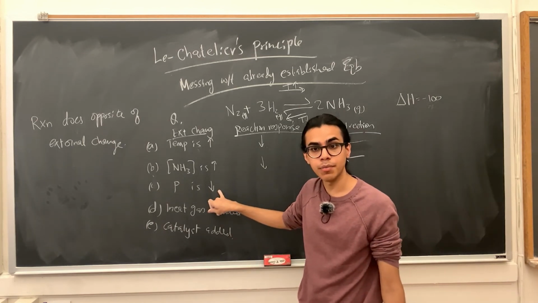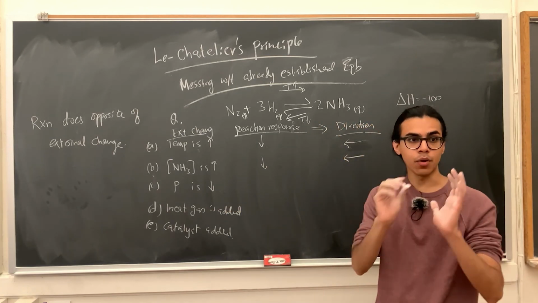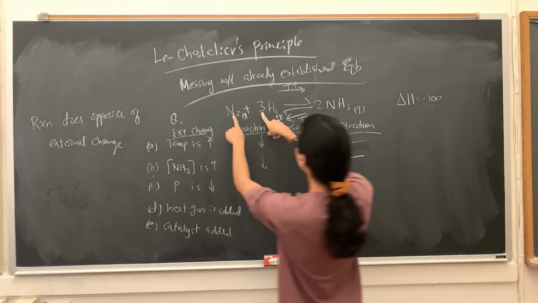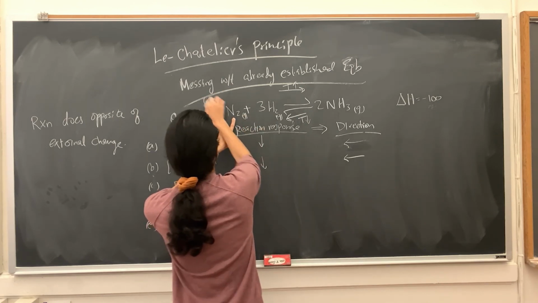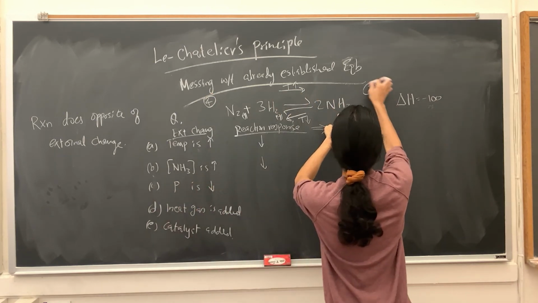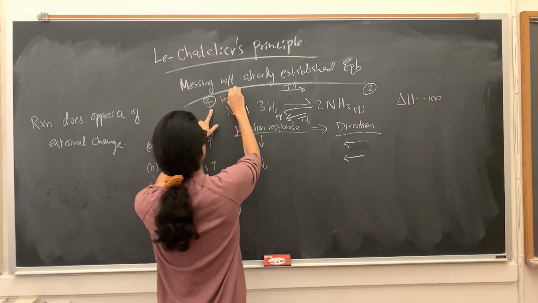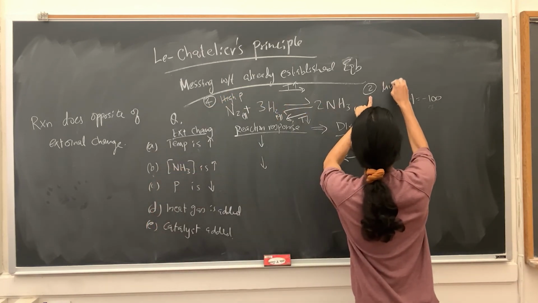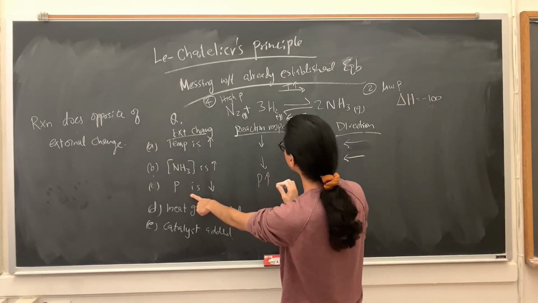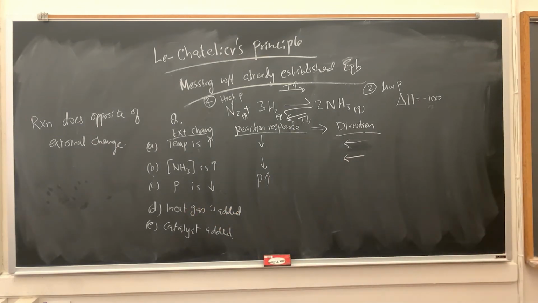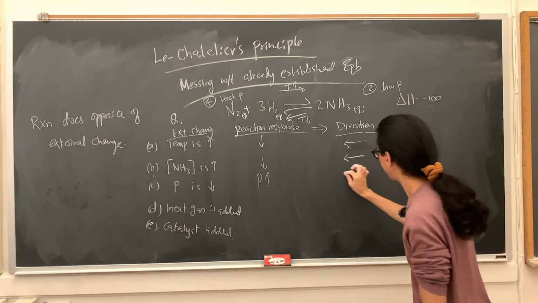Next up, pressure. Pressure is decreased. Pressure is determined only by the gaseous components. How many total moles of gas do we have on this side? 4. How many on this side? 2. The side that has the more moles of gas is the high pressure side, and this is the low pressure side. Pressure is decreased. Reaction will try and increase pressure, which is what direction? You want to move towards the high pressure. Good. Left again.